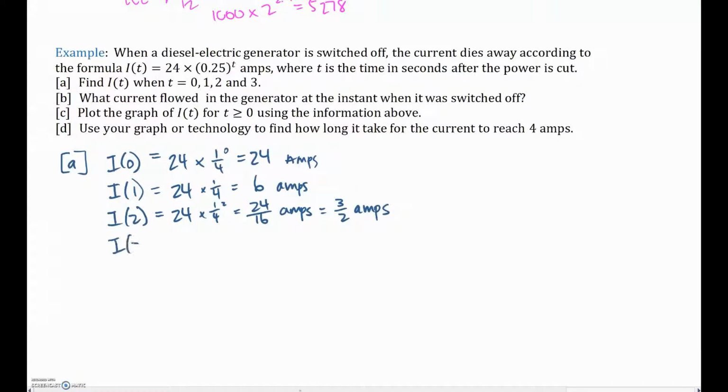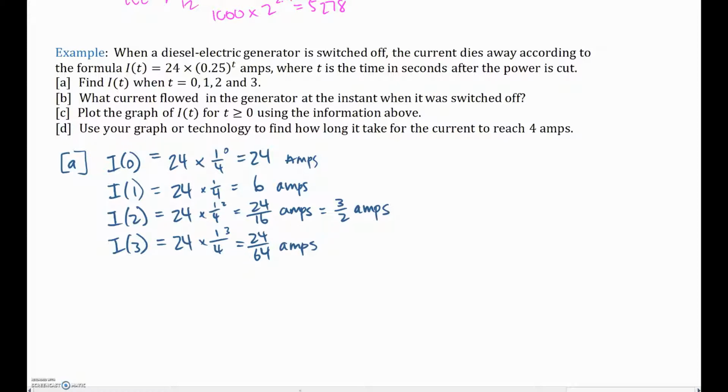And I evaluated 3 seconds later, 24 times 1/4 cubed. 4 cubed is, I don't know, what is that, 64? So that's 24/64 amps, right? Or not a lot. If I had a calculator, I would type it in.